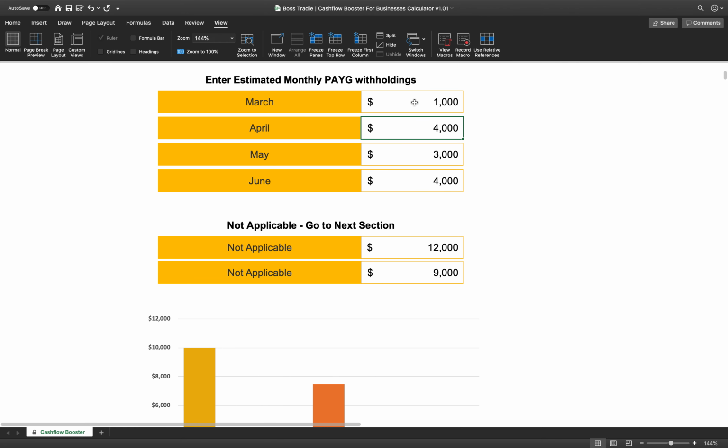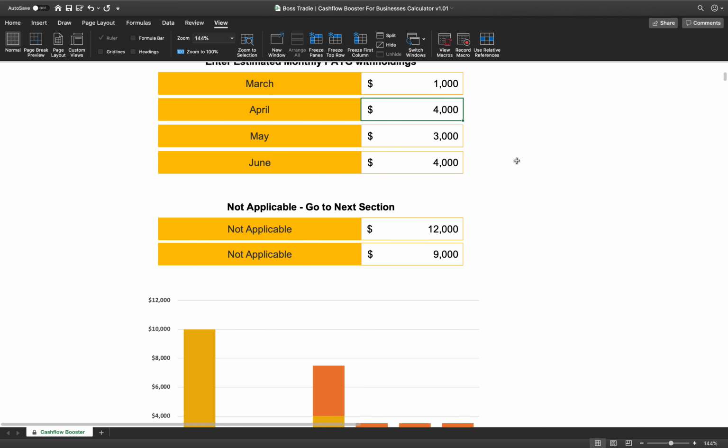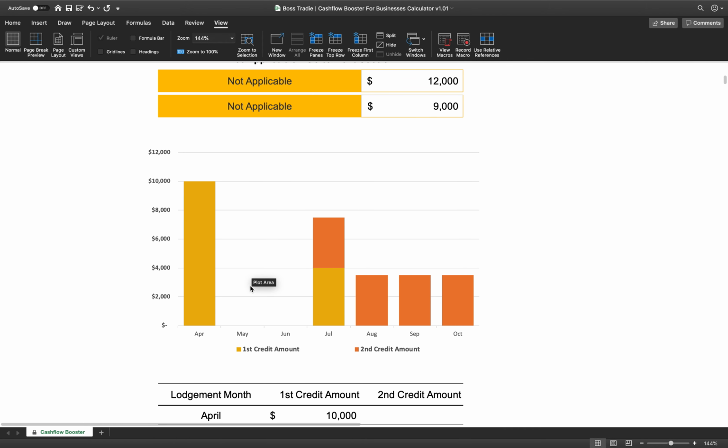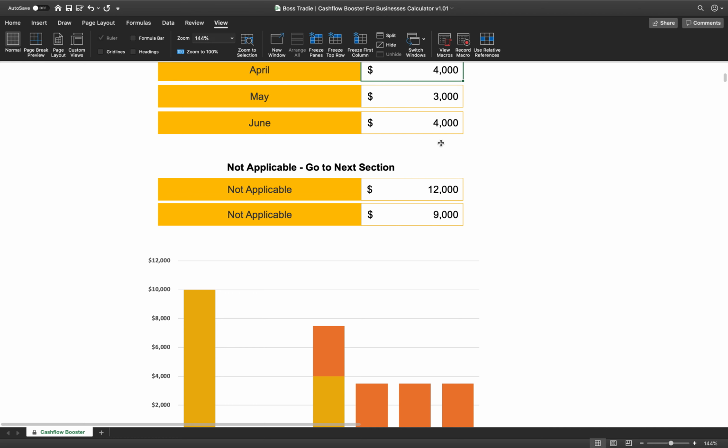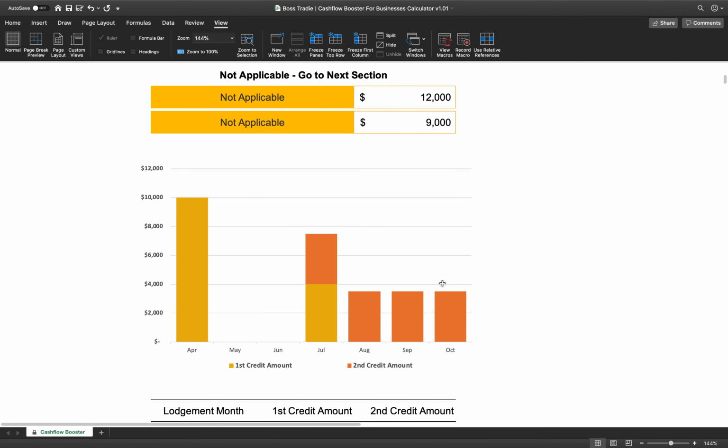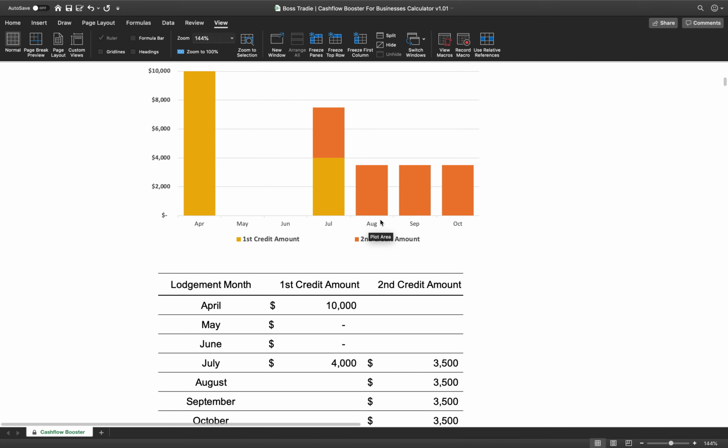So in this case, March, 1,000 times 3 is 3,000, plus the 4 is 7,000, and then 3,000 in May, so that brings us up to the 10. Hence, there's no payments in May and June, and then we get that $4,000 payment in the June quarter paid out or credited in July. All right, hopefully that's pretty straightforward.